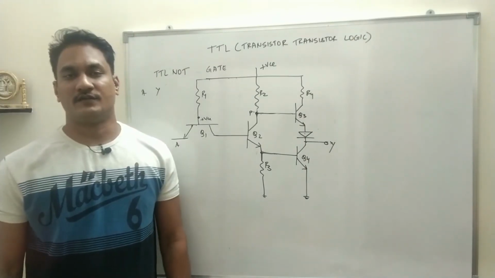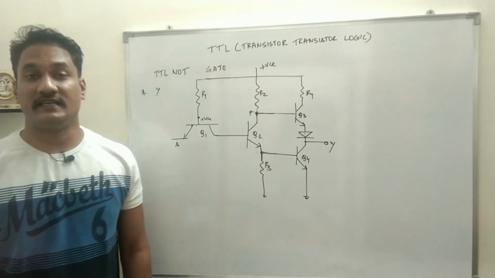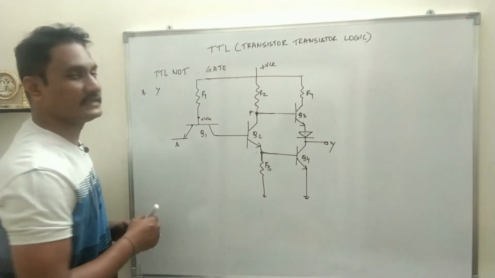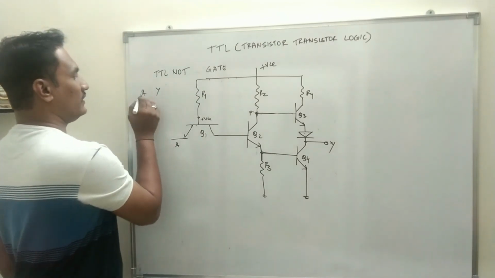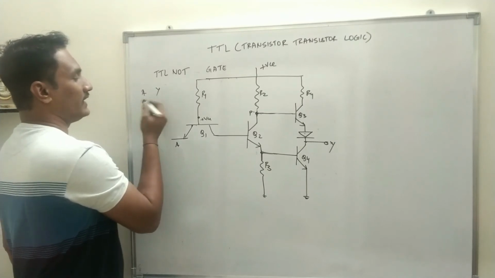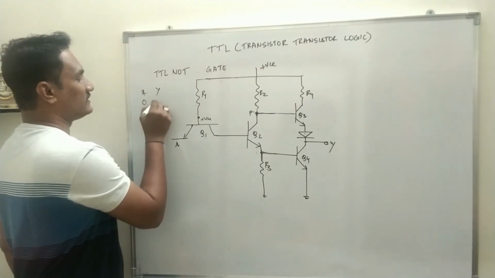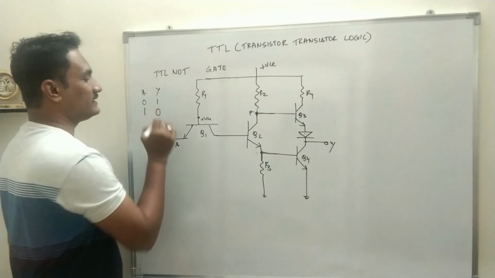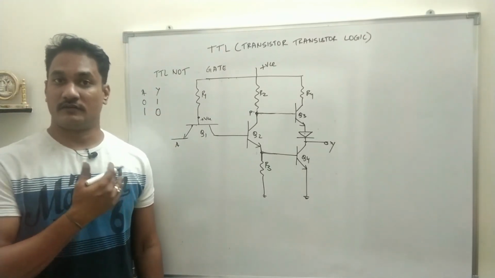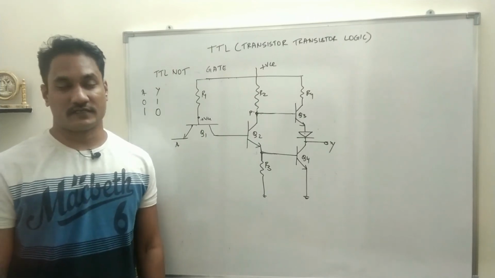The next circuit which we will try to understand is the TTL NOT gate. If you remember or recall, NOT gate is an inverter gate. It will have only one input and one output. Input will be either 0 or 1 and the output will be inverted. So if A is 0, Y is 1, A is 1, Y is 0. So we have to design a TTL logic circuit which gives such an output.